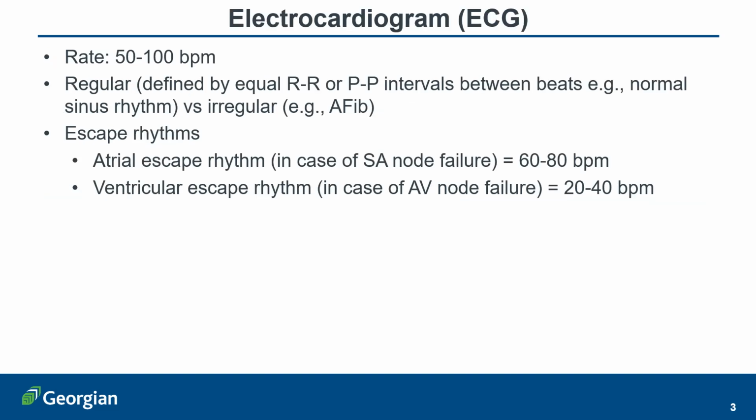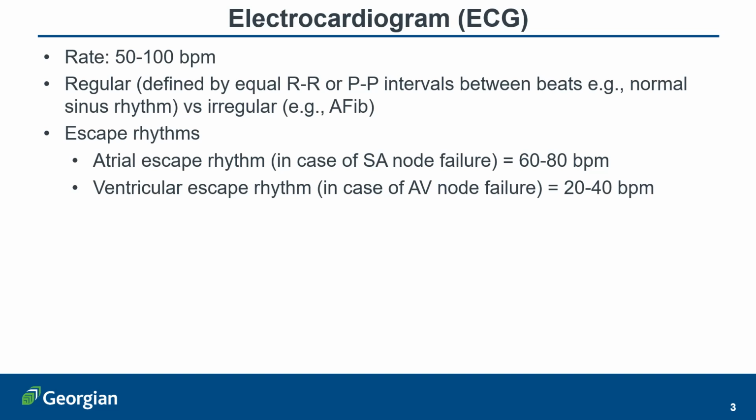Just a little bit of review about ECGs. So in a normal ECG, the heart rate is about 50 to 100 BPMs. Tachycardia would be a heart rate above that, and bradycardia would be a heart rate below that. You also, as a nurse, have to examine the pattern of the ECG. Is it regular, which is defined by equal RR or PR intervals between the heartbeats? That's what we would refer to as normal sinus rhythm. Or is it an irregular rhythm, for example, as in atrial fibrillation?